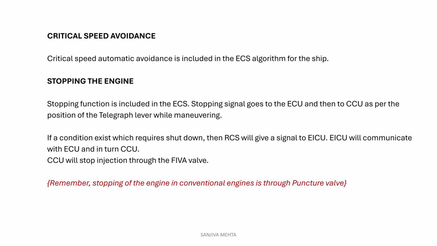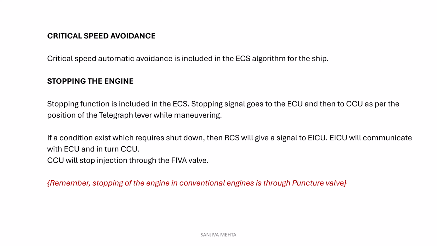Stopping the engine. The stopping function is included in the ECS, engine control system. The stopping signal goes to ECU, then the ECU directs to the CCU as per the position of the telegraph lever while maneuvering. If a condition exists which requires shutdown, then the remote control system and safety system will give a signal to the EICU, engine interface control unit, which in turn will communicate with the ECU and in turn the CCU. The CCU will then stop injection through the fuel valve.